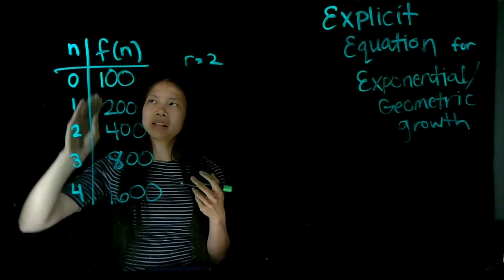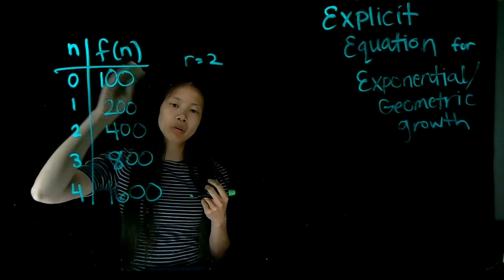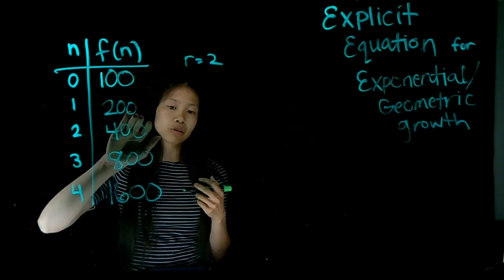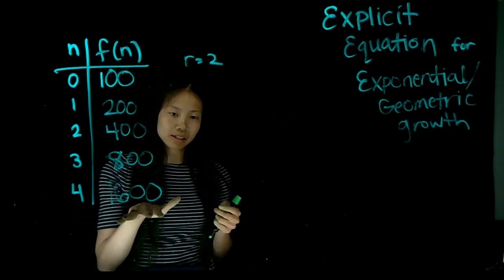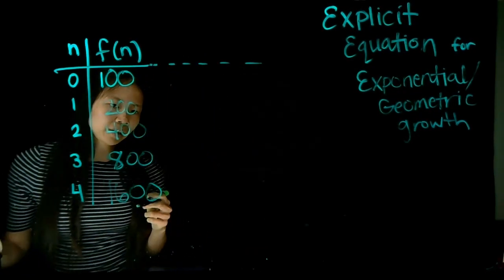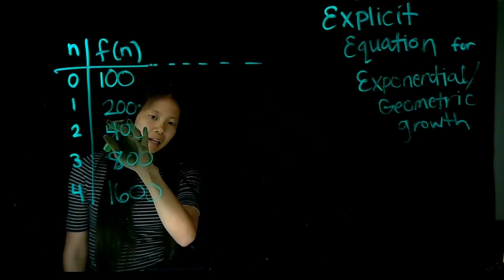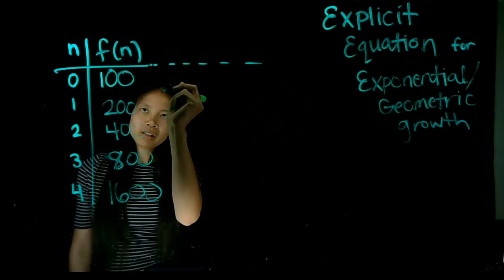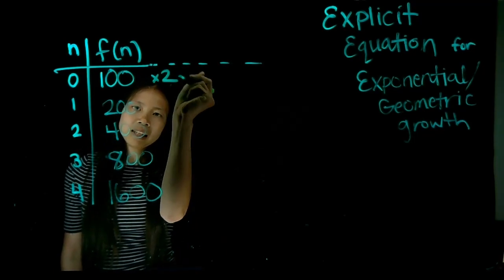I want to be able to plug in 0 for n and get out 100, or if I plugged in 1 for n, then I get out 200, or if I plugged in 4 for n, I get out 1600. So we're going to expand our table a little bit to get an idea of what is going on here. In order to get my next number, I have to multiply it by 2, right? So I take 100, I times it by 2, and that gives me 200.